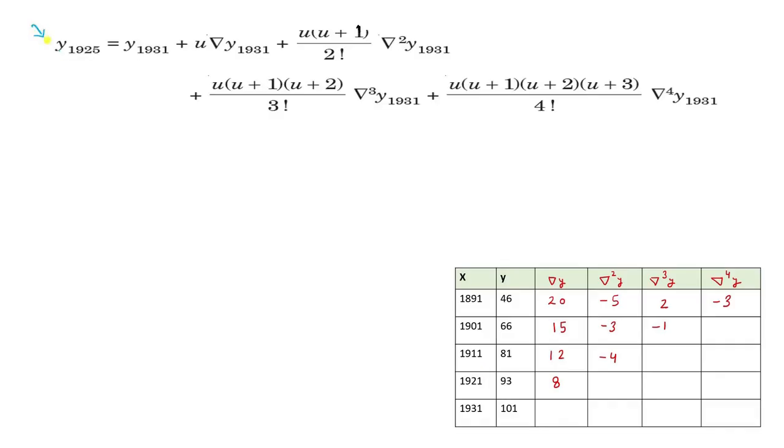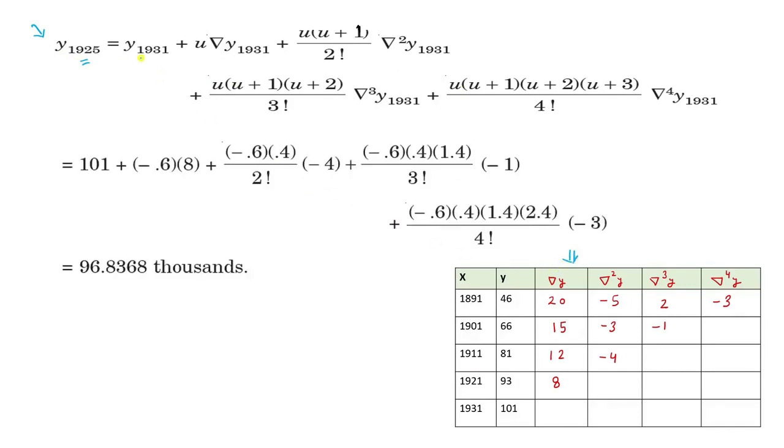Here I have rewritten our formula, since we have to find the y value at 1925. And here is our difference table. Let me put in all the values. Here y of 1931 is this one. Then the value of u we have found as minus 0.6, and this value is 8. Similarly, we find u plus 1 upon 2 factorial. So u is minus 0.6, and u plus 1 is 0.4, so this will be 0.4 upon 2 factorial. Then this is actually minus 4.